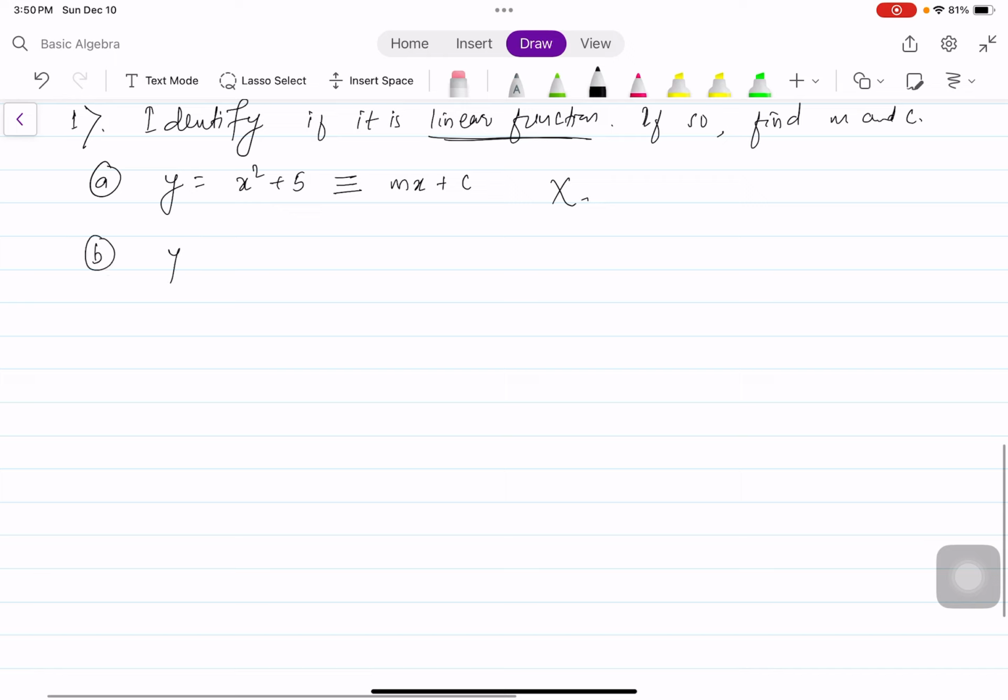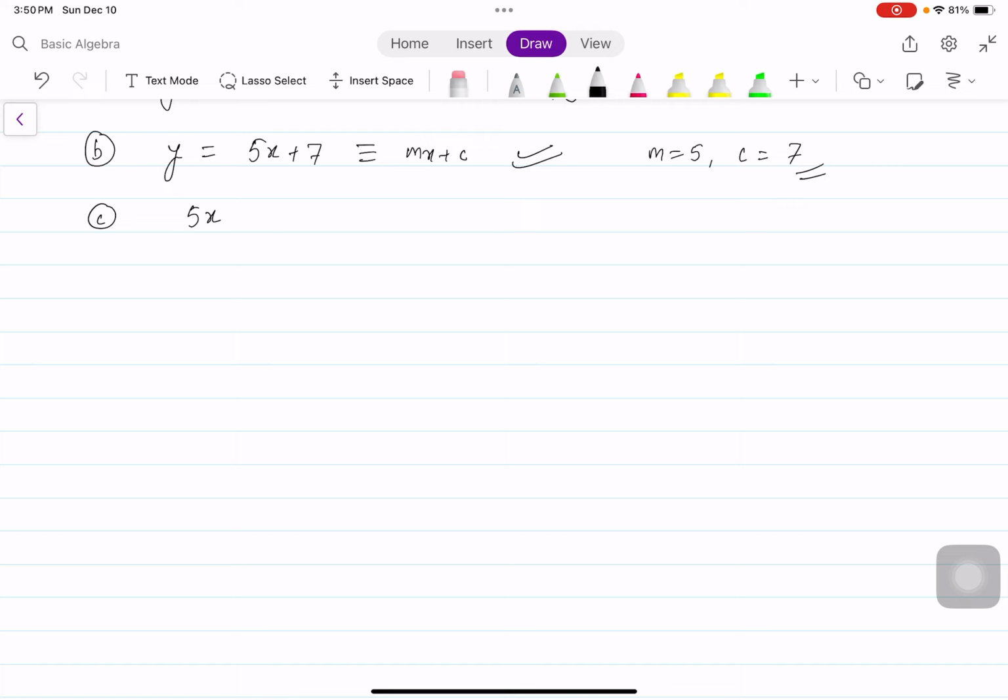Number B, another function, 5x plus 7. Always compare with this. Yes, it is a linear function, right? So when you compare with mx plus c, m is equal to 5 and c is equal to 7. So this is how we find slope and y-intercepts.